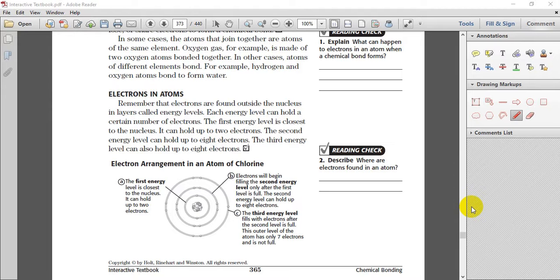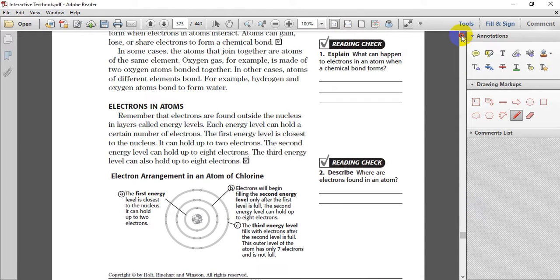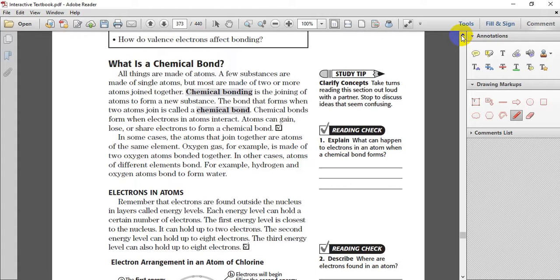So please, before we start, open your book page 165 and let's start solving and highlighting the main important points in the lesson. In the first part here, if you remember the last video, we spoke about chemical bonding and we said that chemical bonding is the joining of atoms to form new substances. So we will highlight this part, the meaning of chemical bonding. And the bond that forms when two atoms join, we call it, yes, chemical bond.